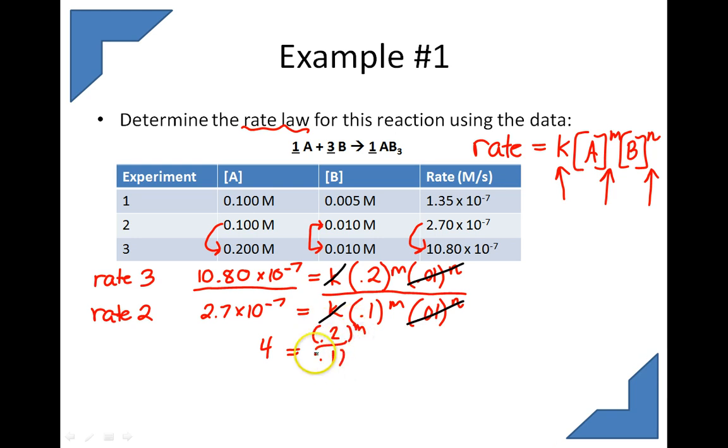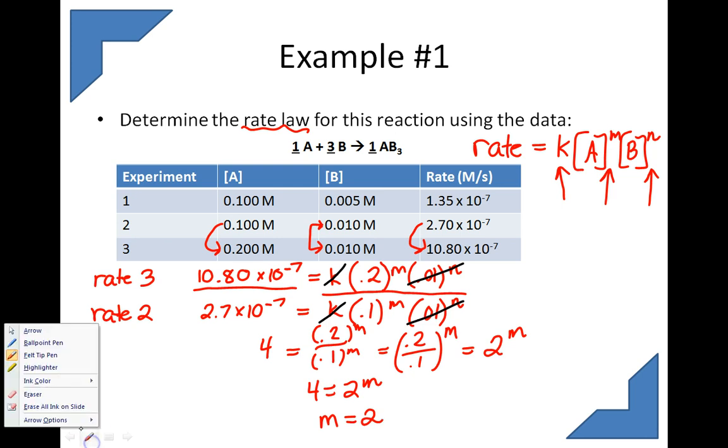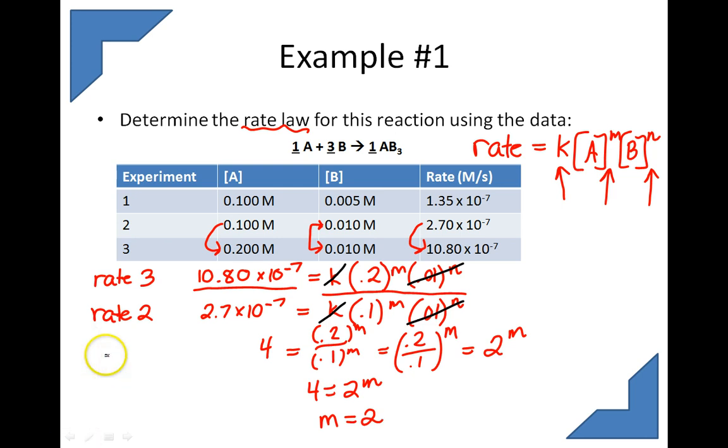Now these are both to the m power, so what we can do is take that exponent outside both of them, so 0.2 over 0.1 to the m, which is basically 2 to the m. So what we see is that when we doubled the amount of A, the rate quadrupled. So we can use a process of guess and check to figure out what the value of m is, and we know that 2 to the second power is 4. So that means that the exponent on A, on chemical A, is 2.